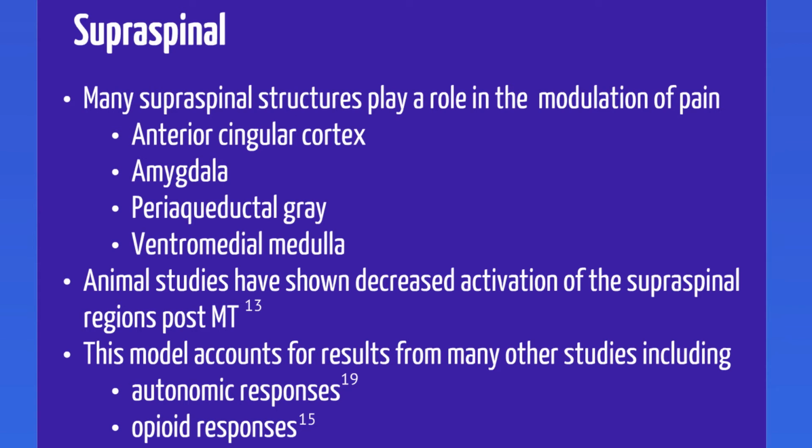This model accounts for autonomic responses and opioid responses. And autonomic responses typically are associated with changes in skin conductance and changes in pain pressure threshold.